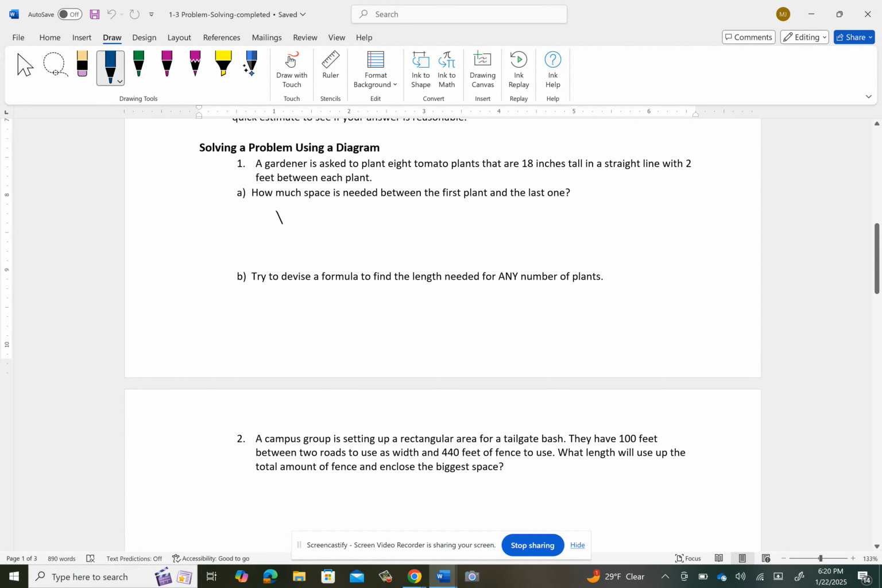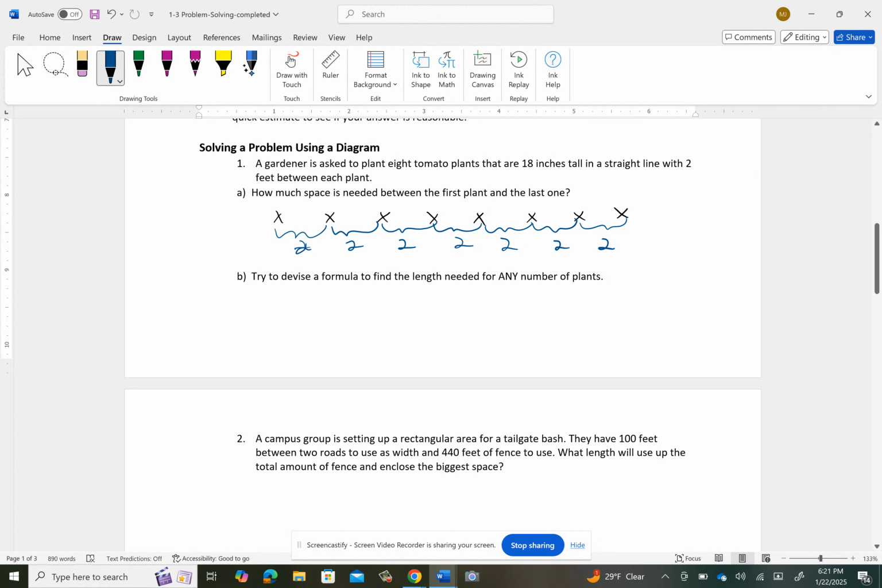So 8 plants. I might just think about my plants being planted. That's 4, 5, 6, 7. There's my 8 plants. They're 18 inches tall. I'm going to plant them in a straight line with 2 feet in between each. So that's 2 feet there, 2 feet there. Between each plant, there's 2 feet. And then it says, how much space is needed between the first plant and the last one?